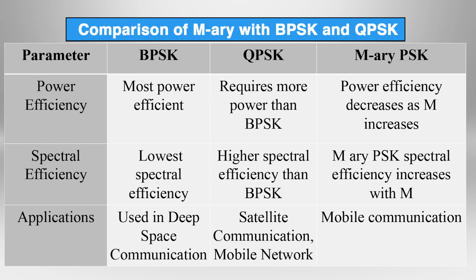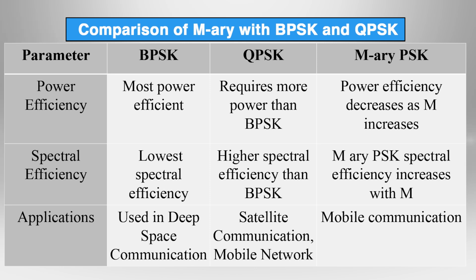Next parameter is spectral efficiency. BPSK has the lowest spectral efficiency with 1 bit per symbol, whereas QPSK has higher spectral efficiency than BPSK with 2 bits per symbol. Spectral efficiency of M-array PSK increases with M as more bits are packed into each symbol. However, the trade-off is reduced noise immunity and increased complexity.